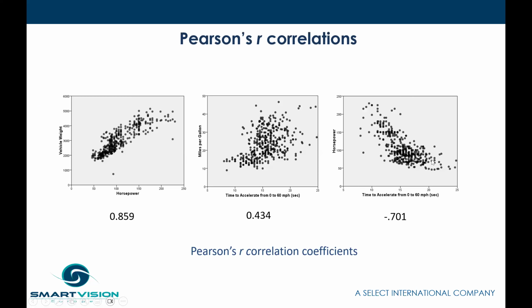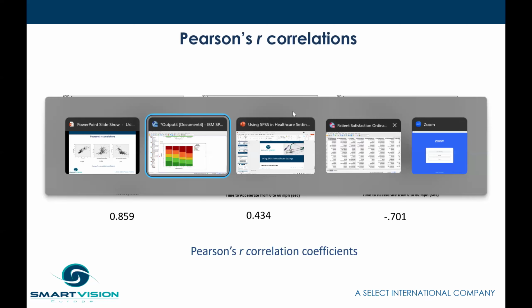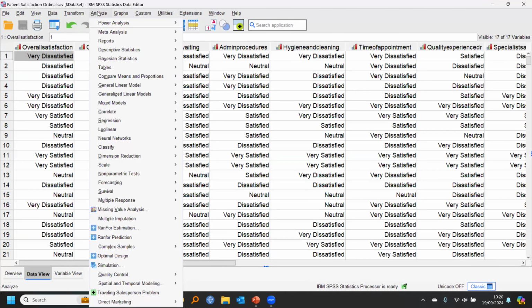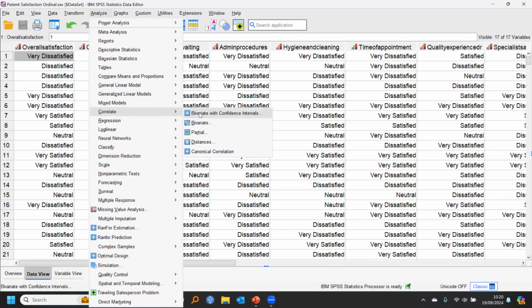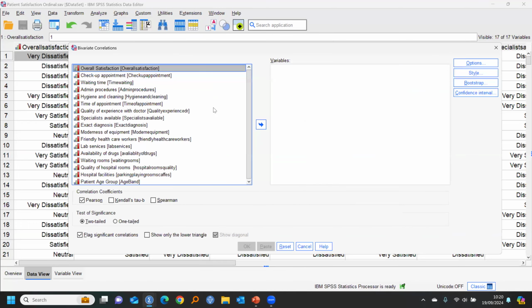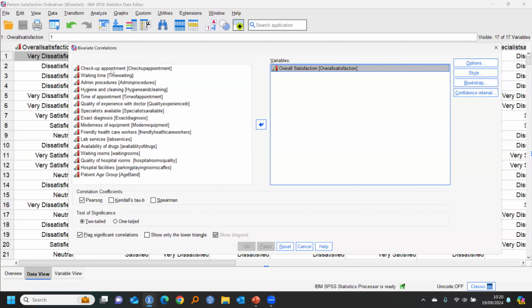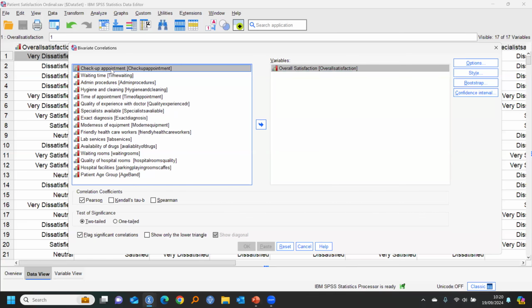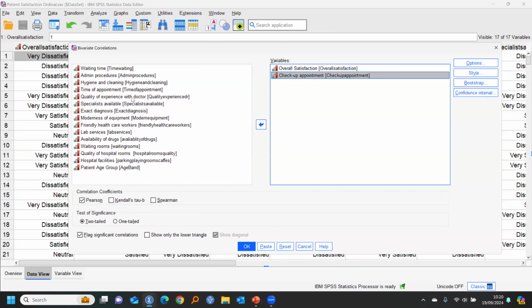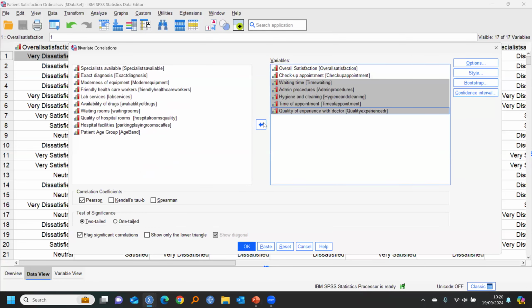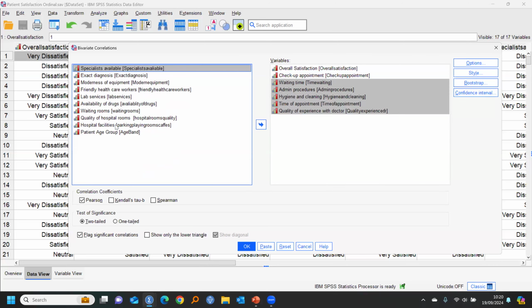Okay, so that's how we can interpret correlation values. Let's look at how we can actually run them. If I go here to analyze and down to correlate and down to bivariate. Bivariate means pairs. I could pick overall satisfaction, and I could look at some of these fields here, like checkup appointment. Let's pick a bunch of them. Actually, let's throw them all in.